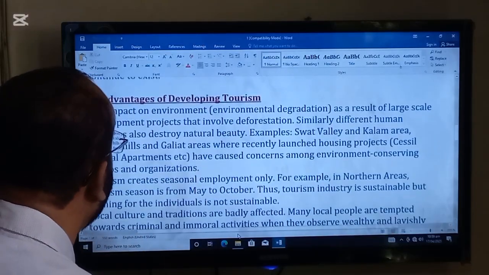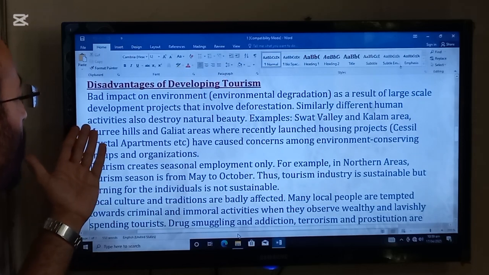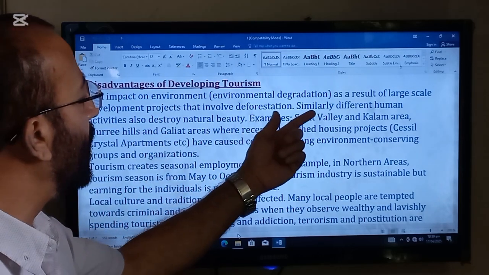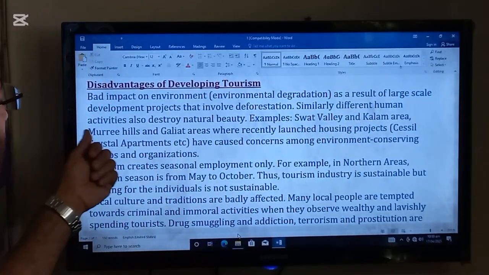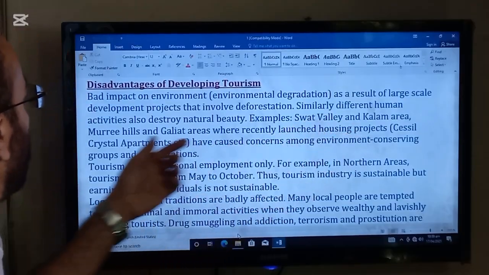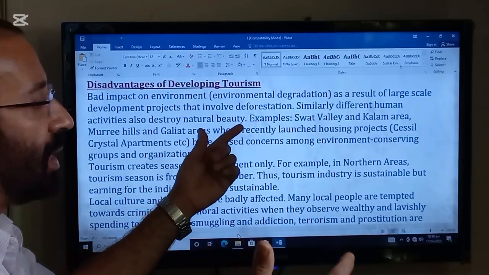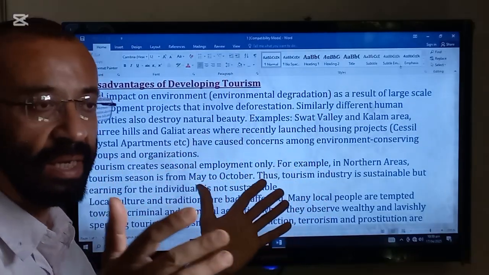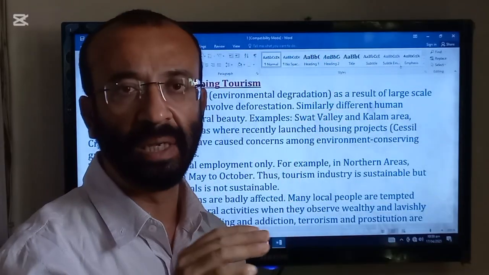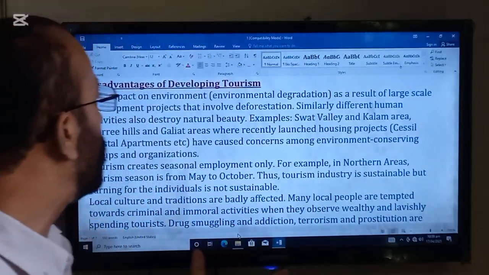Next, we are going to read the disadvantages of developing tourism. Number one disadvantage is bad impact on the environment. Environmental degradation as a result of large-scale development projects that involve deforestation. Similarly, different human activities also destroy natural beauty. So, if we are promoting tourism in different parts of the country, deforestation may take place, and if tourists visit there, because of human activity, the natural environment can be damaged.